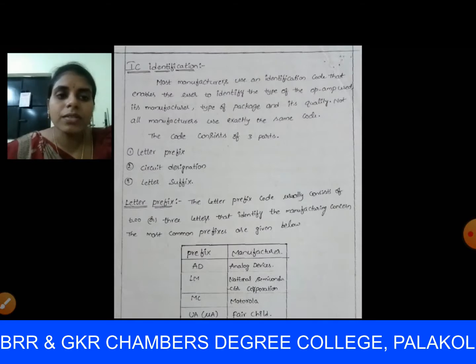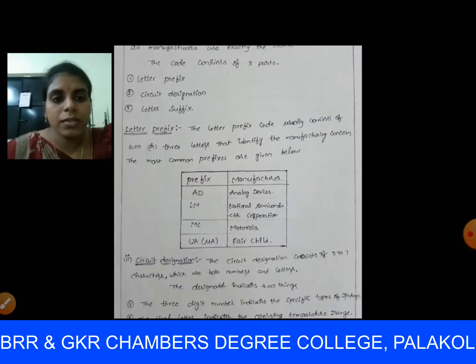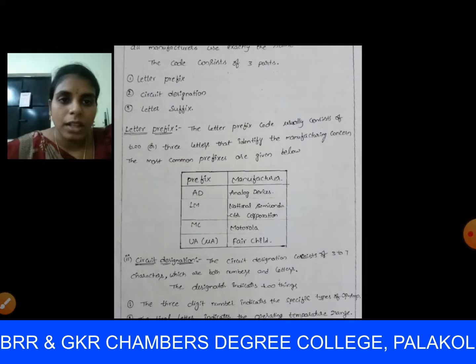A letter prefix code usually consists of 2 to 3 letters that identify the manufacturing concern. The most used prefixes are given below as prefix and manufacturer. AD is for Analog Devices. If the prefix has the letters AD, then it represents the manufacturer Analog Devices. LM is for National Semiconductor Corporation, MC is for Motorola, and UA is for Fairchild.